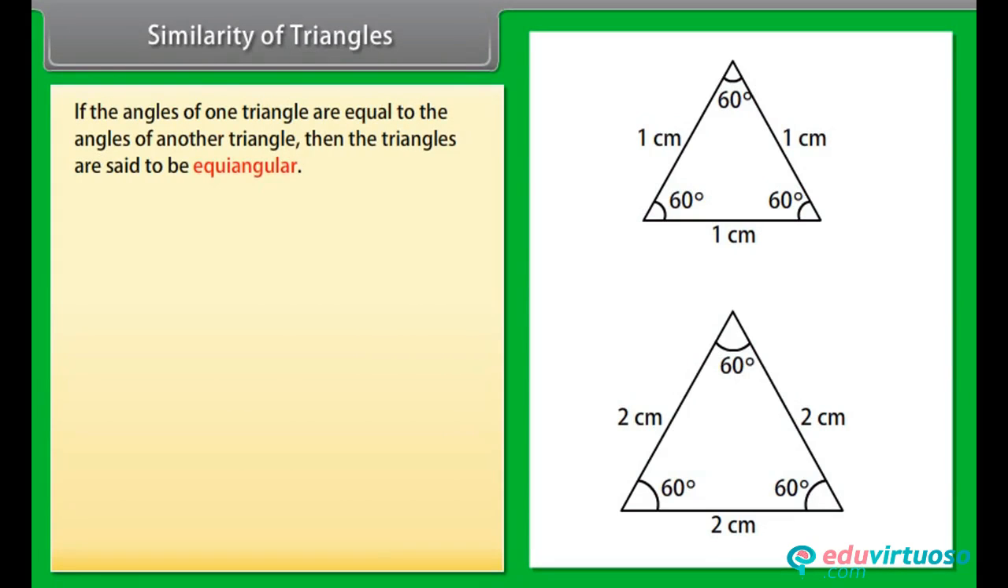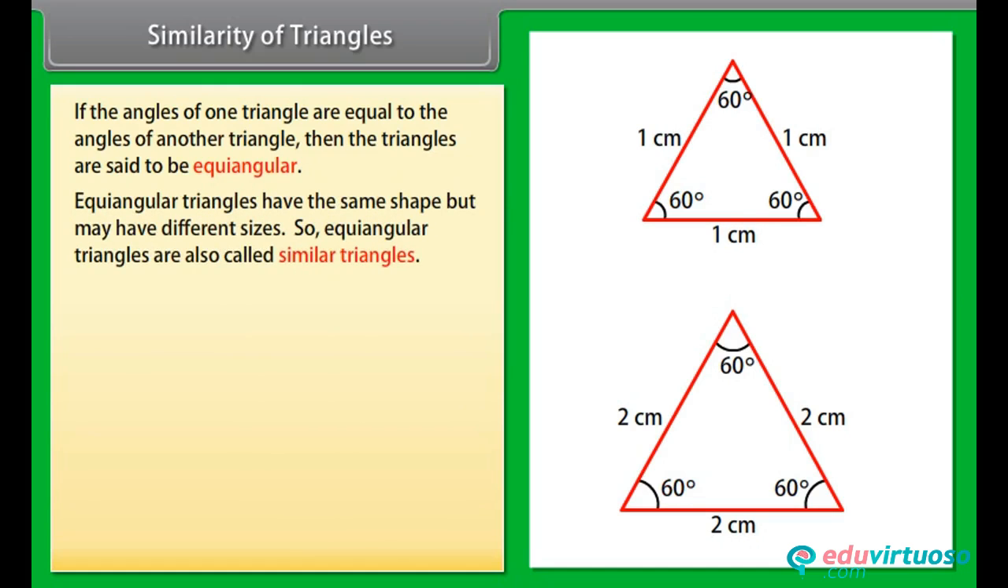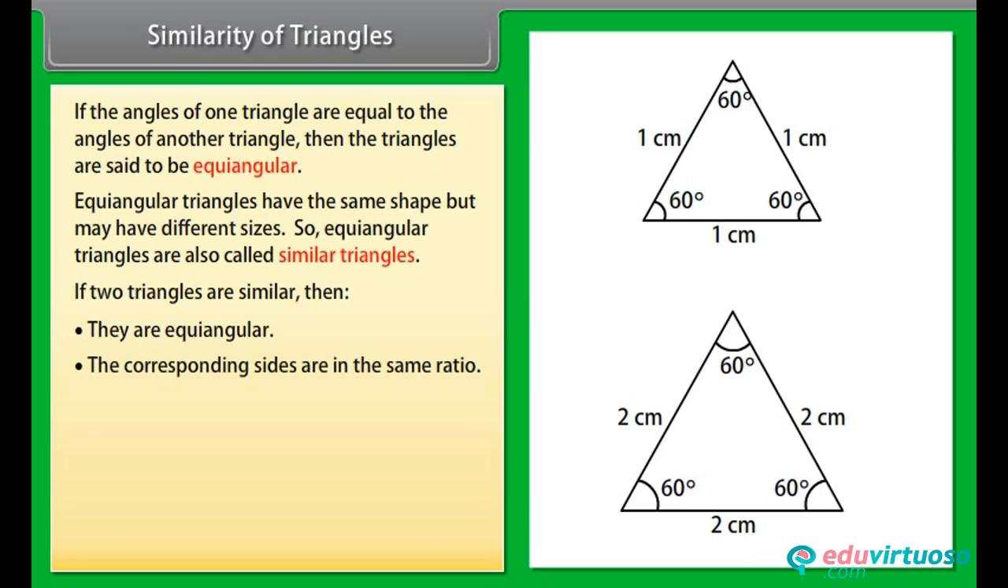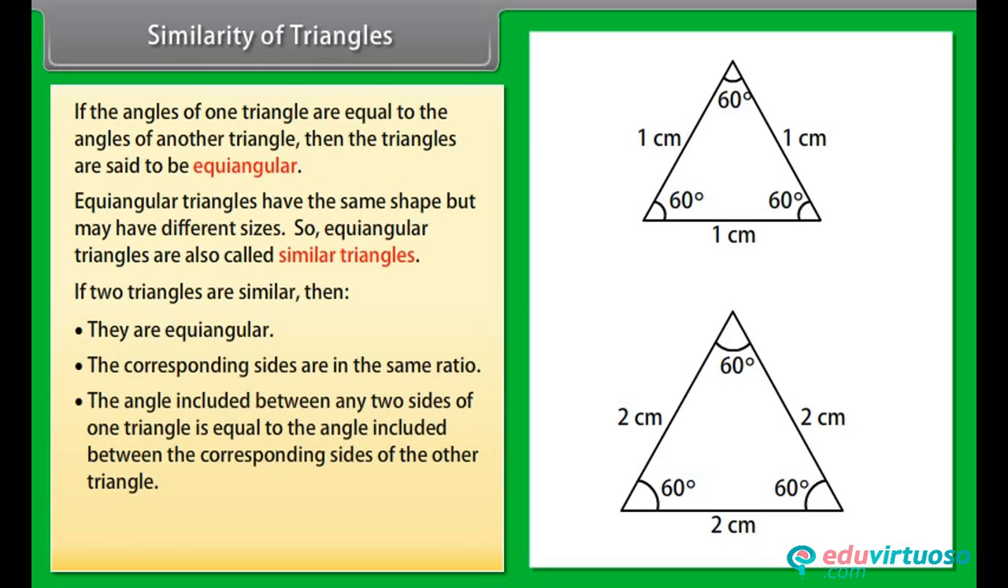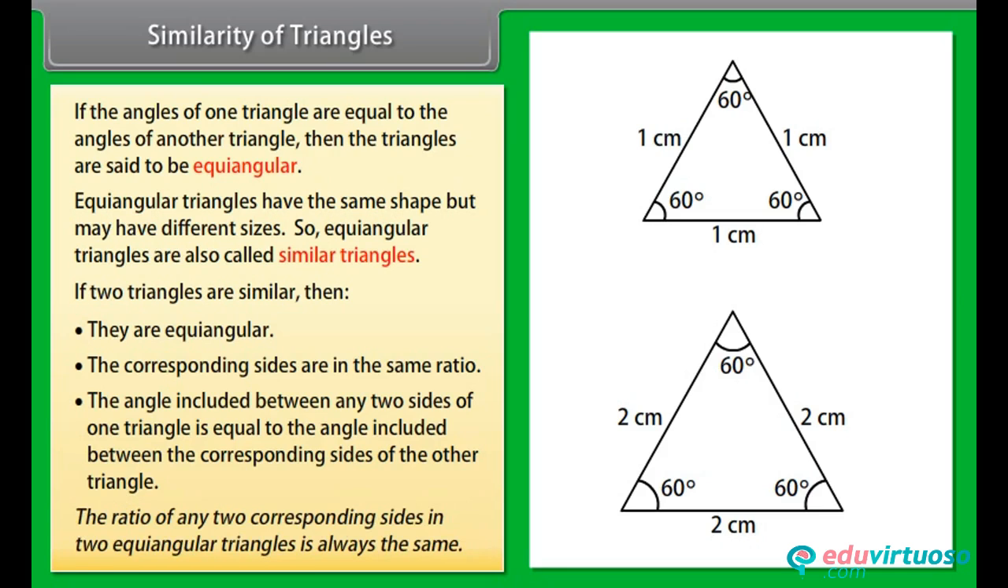equal. Similarity of triangles. If the angles of one triangle are equal to the angles of another triangle, then the triangles are said to be equiangular. Equiangular triangles have the same shape but may have different sizes. So, equiangular triangles are also called similar triangles. Or we can say that if two triangles are similar, then they are equiangular. The corresponding sides are in the same ratio. The angle included between any two sides of one triangle is equal to the angle included between the corresponding sides of the other triangle. The ratio of any two corresponding sides in two equiangular triangles is always the same.